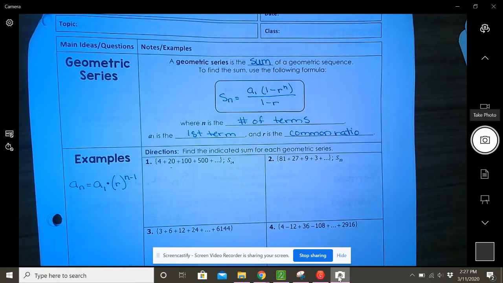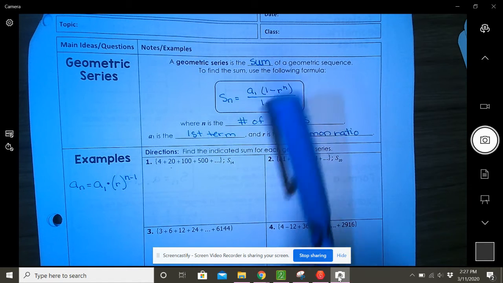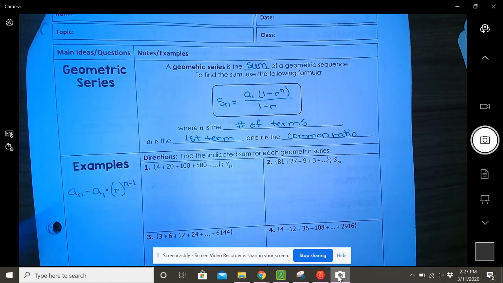Hi everybody! In this video I'm going to teach you about geometric series. So let's think back to what a geometric sequence is very quickly. A geometric sequence is when you can build a pattern of numbers by having a common ratio, which means you are either multiplying or dividing to grow the sequence. So a series is just when you take a sequence and you find its sum. So a geometric series is the sum of a geometric sequence.